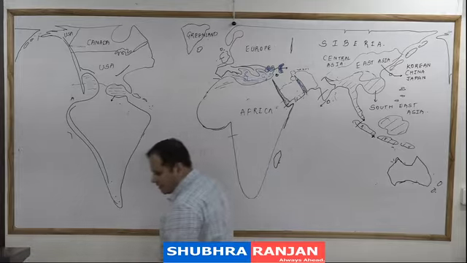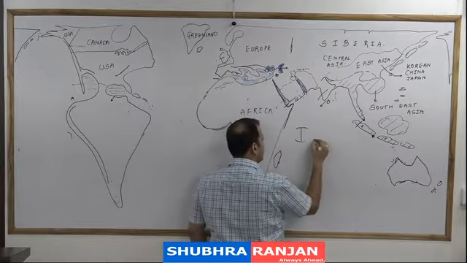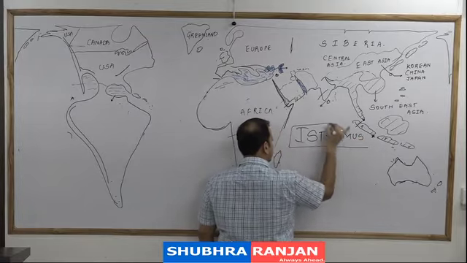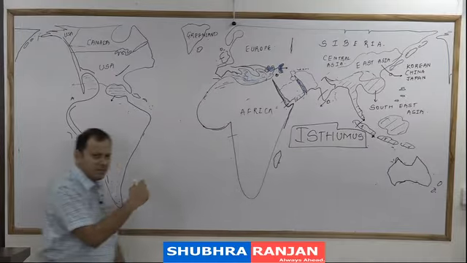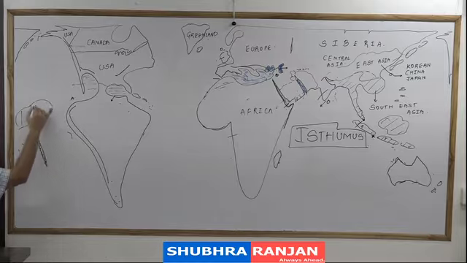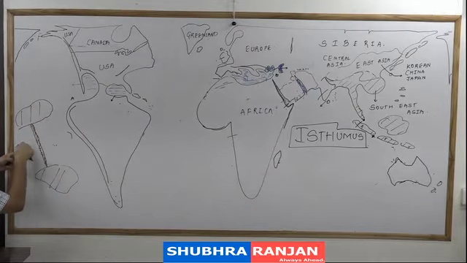Exactly opposite of straits are isthmus. What is an isthmus? What is a strait? A strait is a narrow water body. So exactly opposite, it will be a narrow land which will separate two water bodies, or which will connect two larger land masses. It is connecting two larger land masses, but it is separating two water bodies.